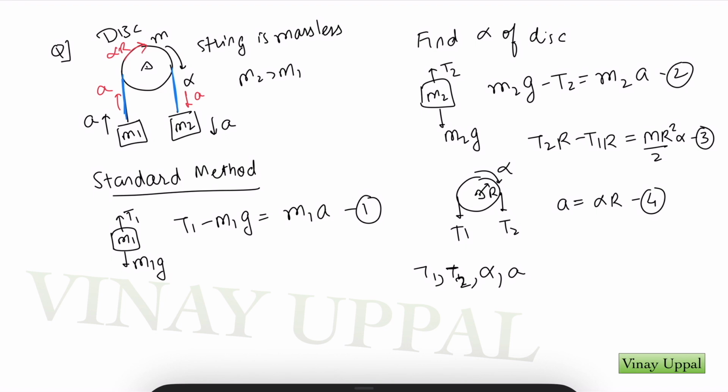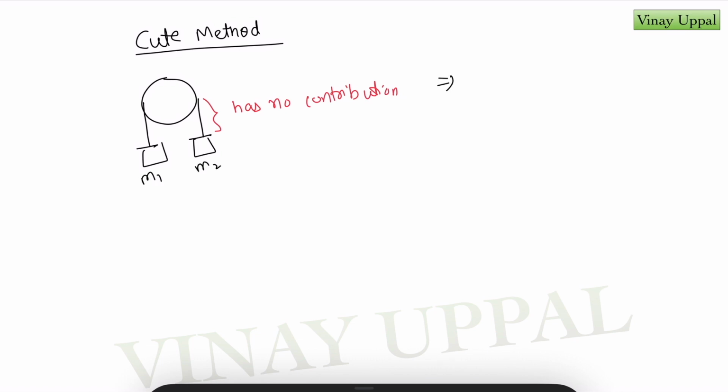Now let's look at a cute method where you'll only need to solve one equation. Let's take a look. The key to this cute method is to recognize that the string length has no role to play. The string length has no contribution to any of the equations that we wrote. So what I'll do is I'm going to shorten the string length and I'm going to make it exactly 0, and therefore what I'm going to effectively be doing is I'm going to stick these blocks onto the circumference.